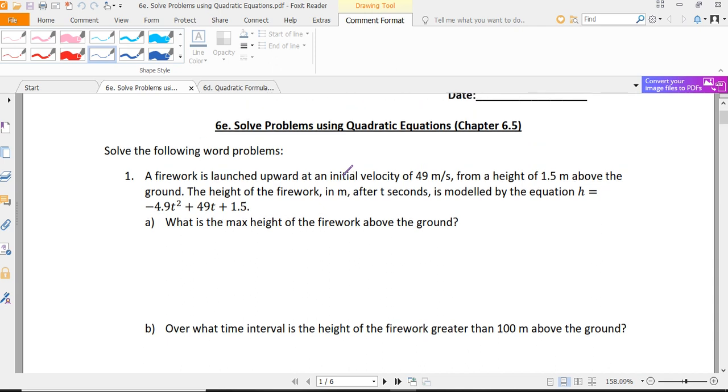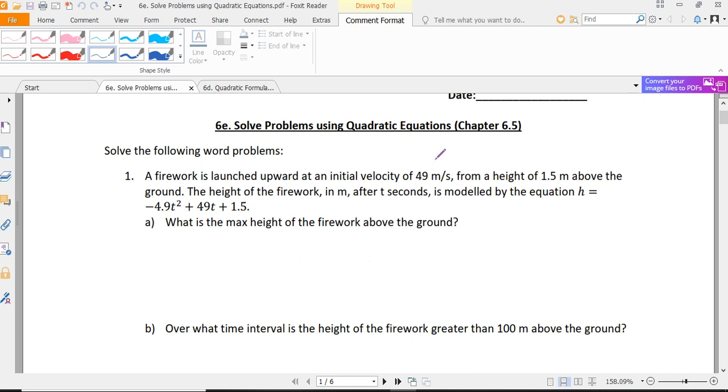Solve problems using quadratic equations. Another thing about this chapter is that it wraps up all of quadratics. So chapters 4, 5, and 6 culminate here: solving problems, whether graphically or word problems, using quadratic equations. And if I really had to summarize the big picture, it boils down to one of two things.